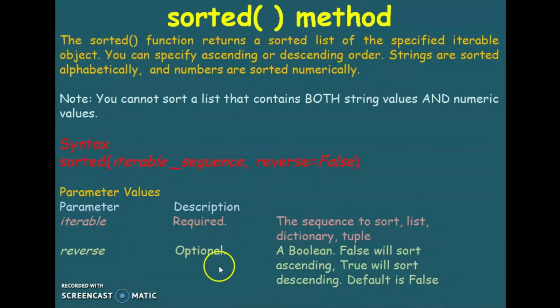Then reverse, that is optional. A boolean value we can specify in this reverse argument. False will sort ascending. True will sort descending. Default is false. If we give reverse=False, we will get the answer in ascending order. If we give reverse=True, we will get the answer in descending order. By default, the reverse value is false.